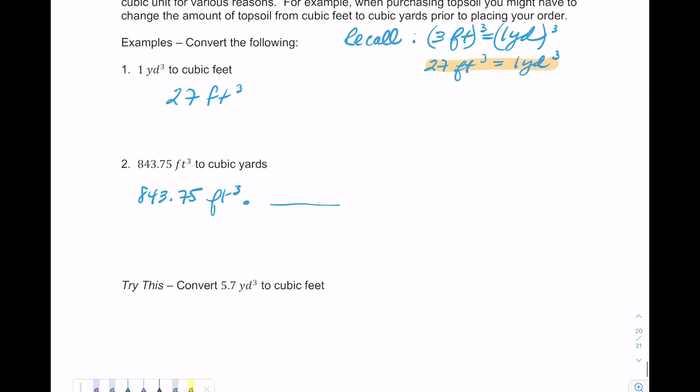So I'm going to do the same thing. I'm going to take my conversion, which I know is 1 cubic yard is equal to 27 cubic feet, and I'm going to make sure the feet cubed is diagonal from the other feet cubed, and then I have 1 cubic yard on top. So by doing that, the cubic feet will cancel, and now you're just left with 843.75 divided by 27. And when you divide those, you get 31.25 cubic yards.